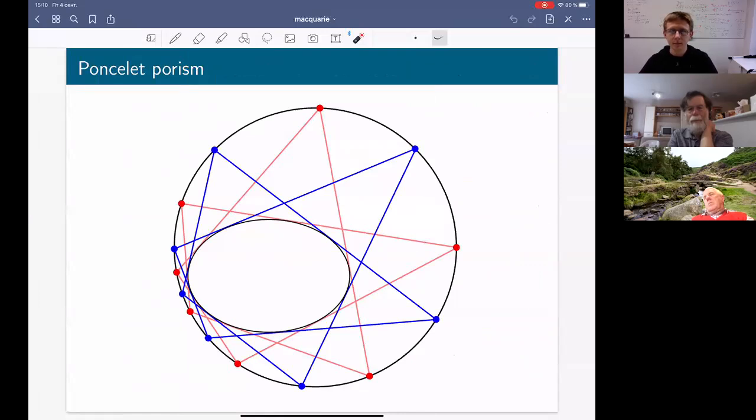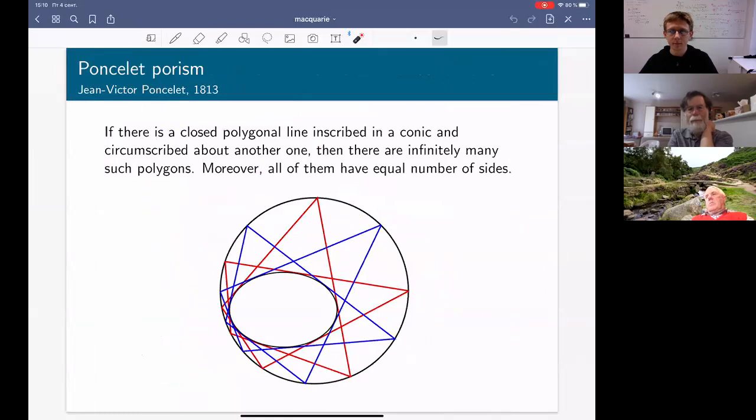In fact, this is the statement of the Poncelet porism. Now I will give the formulation. It says as follows: if there is a closed polygonal line inscribed in one conic and circumscribed about another one in the plane, then there are infinitely many such polygons, and all of them have an equal number of sides. This is in fact a special case of the great Poncelet theorem, and I will tell a few words about this more general statement later in this lecture.